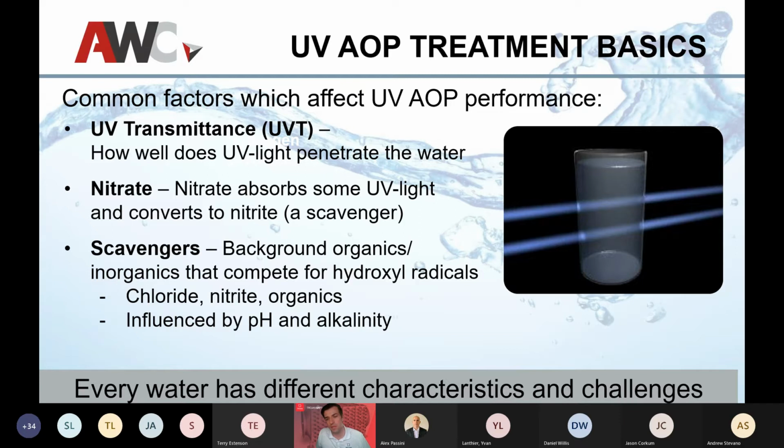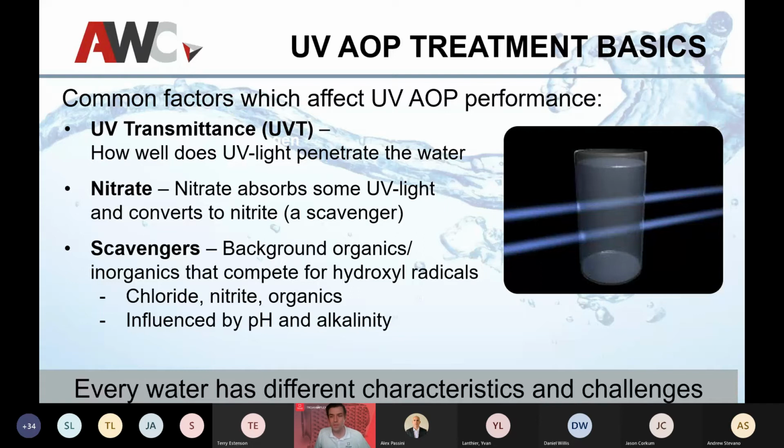It can also become nitrite in the presence of low wavelength UV light, and nitrite acts as a scavenger. And scavengers is basically a blanket term we use to describe organics and inorganics that compete for hydroxyl radicals. And the more competition, the less these radicals are available to treat the contaminants we want to treat, again resulting in a much less efficient system.